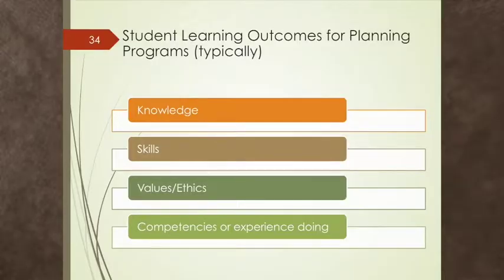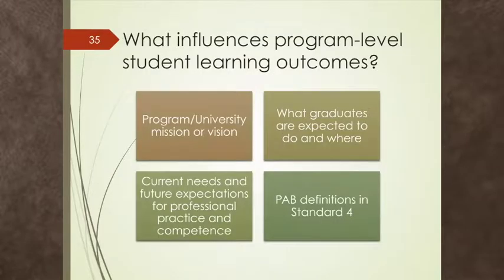So just another graphic about the same knowledge, skills, values, ethics, and competencies or experience in doing. What influences your program level student learning outcomes? At the program level, I'd say it's your program mission and vision. It's what graduates are expected to do and where you expect them to go once they finish your program. Current needs and future expectations of the profession. And then, oh, by the way, the PAB standards affect those.